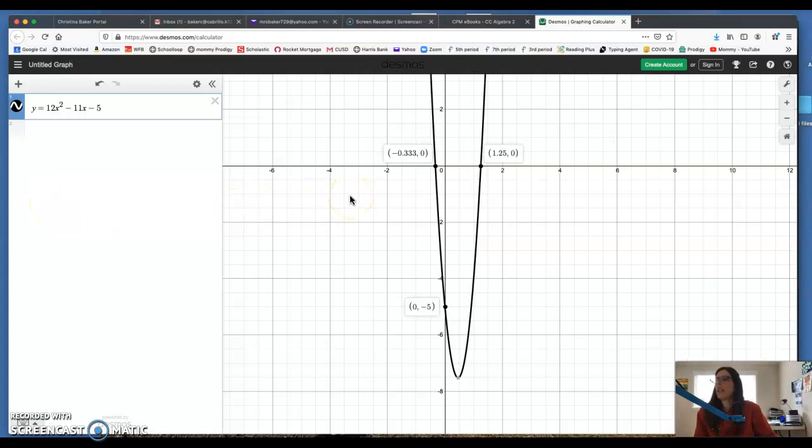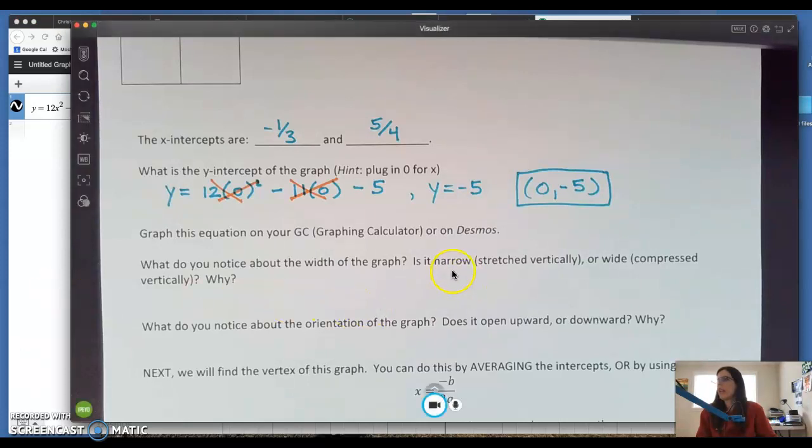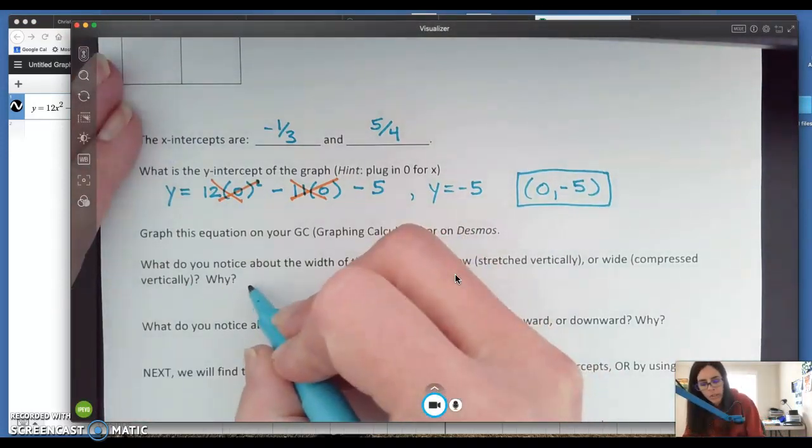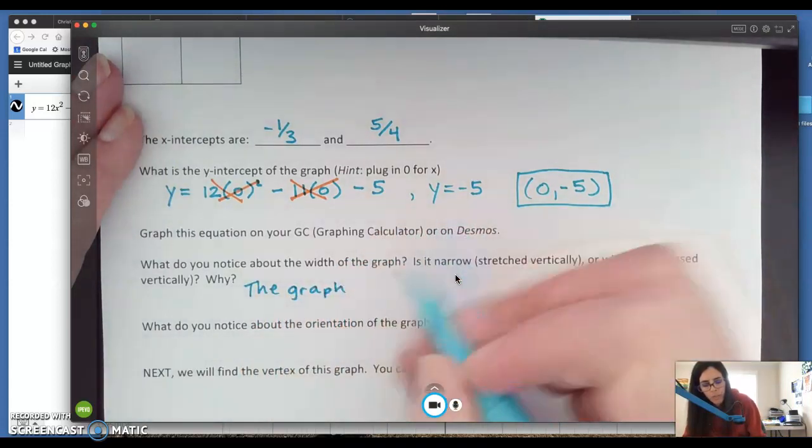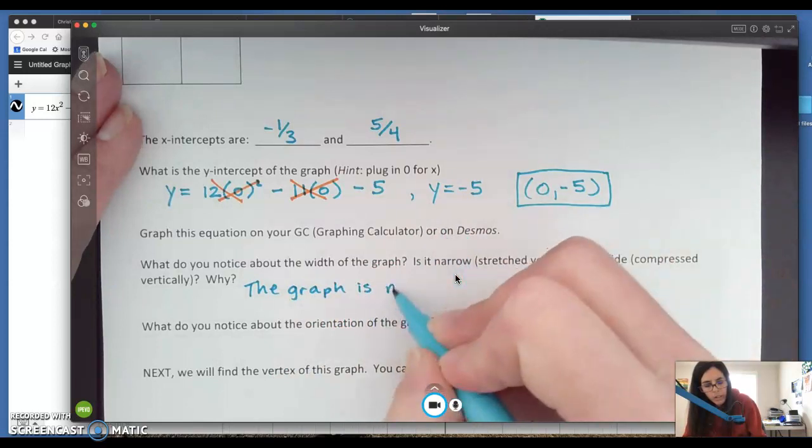So if you think back to the parent function y equals x squared, would you say that this one is a little bit more narrow than that, or is it wider? So hopefully you are saying it is a little bit more narrow. So I'm going to say the graph is narrower.